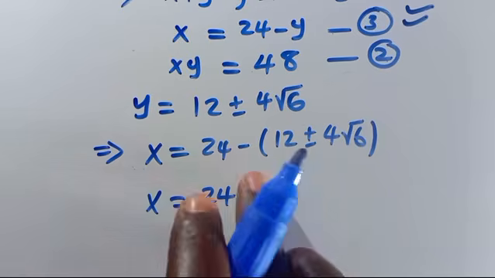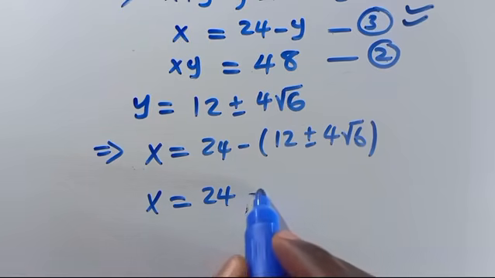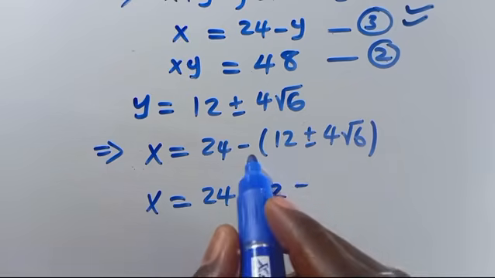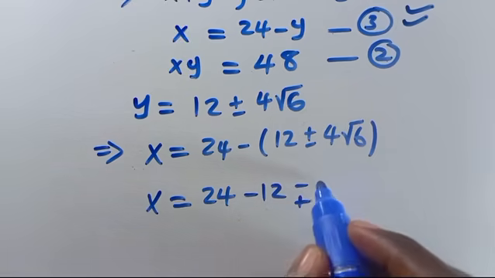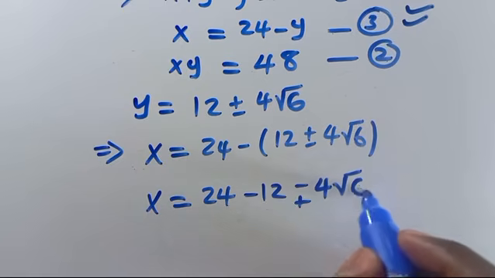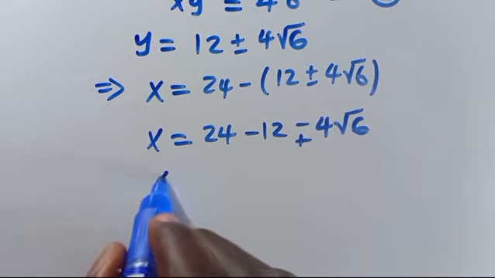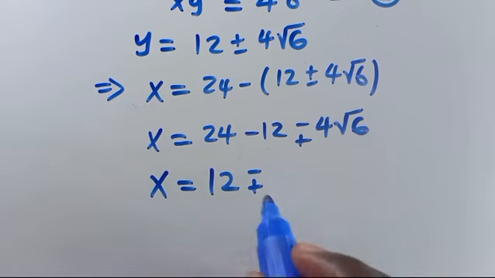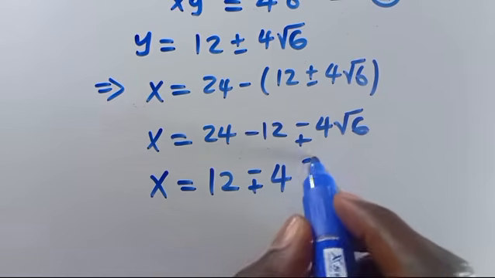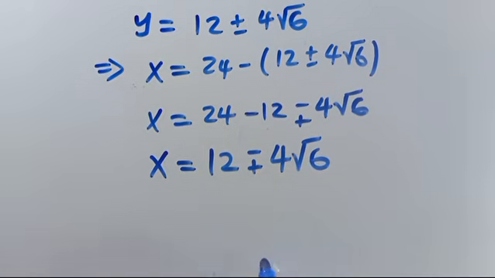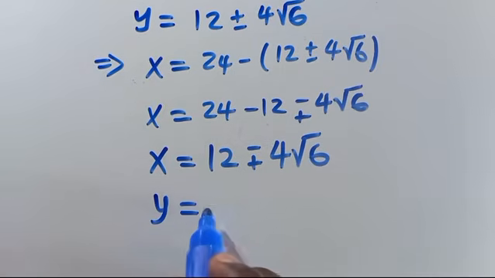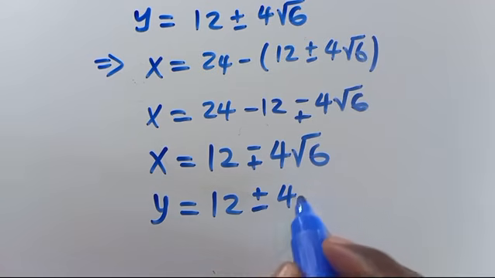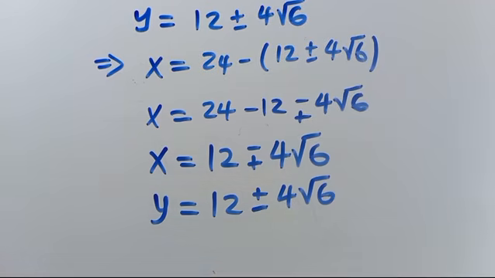So we have x equals 24, this times this will be minus 12. Minus and this plus will be minus, and minus times minus here will be plus 4 root 6. We have x equals 12 minus or plus 4 root 6, and we also have y equals 12 plus or minus 4 root 6.